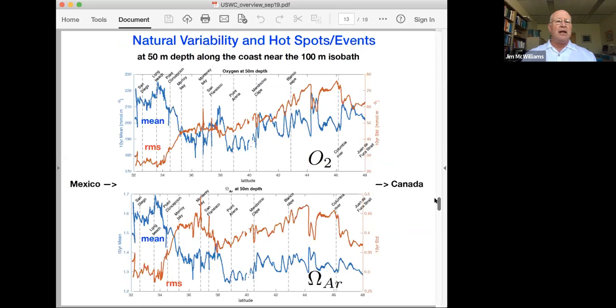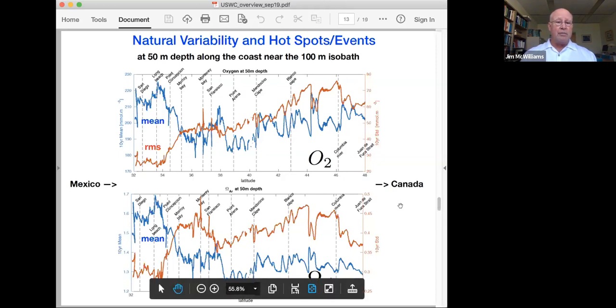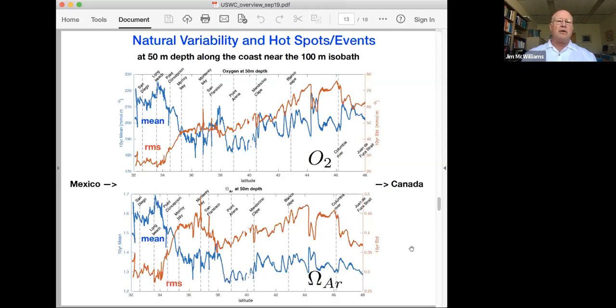And in the oxygen, you see the mean curve in blue with various geographical indicators. And in red, you see the RMS variability. And there is substantial along-coast variation in these quantities. Similarly for aragonite at the bottom, where in general, the aragonite problem is more severe in the northern coast, less severe in the south, but the variability is also higher there.